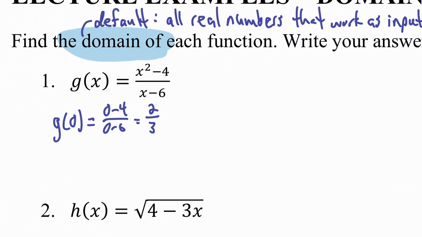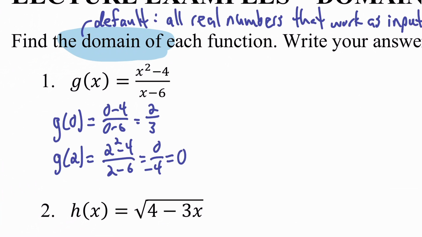Okay. If this were a live in-person lecture, I would then ask people, hey, what should we try plugging in next? And people would guess things. Let's try plugging in 2, because that one might be slightly interesting. So if I put in 2, g of 2, okay, then on top, we'll have 2 squared minus 4. On bottom, we'll have 2 minus 6. So 0 over negative 4, that gives us 0. So we get a numerical answer, 0, right?